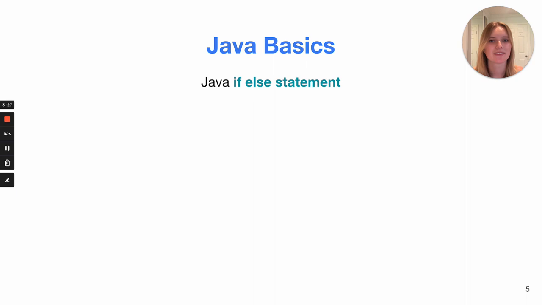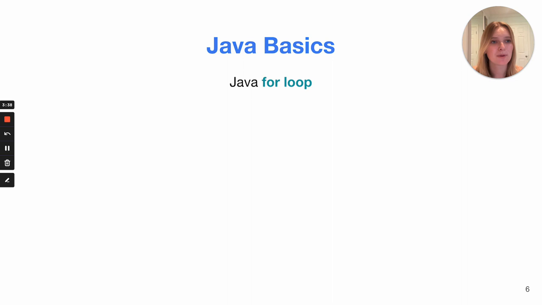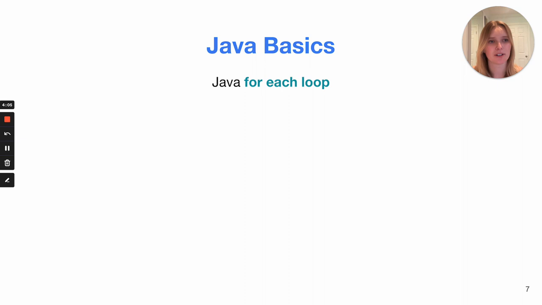Going more into Java basics, we have if-else statements. This is what a simple if-else statement looks like in Java. We also have for loops. For loops look a little different in Java than other programming languages. They start with a base condition, followed by the stop condition, and lastly, what we're incrementing by. So in this first example, we start at 0. We end when i is less than 10, and we're incrementing by 2 each time. Java also has for each loops, for collections or arrays.